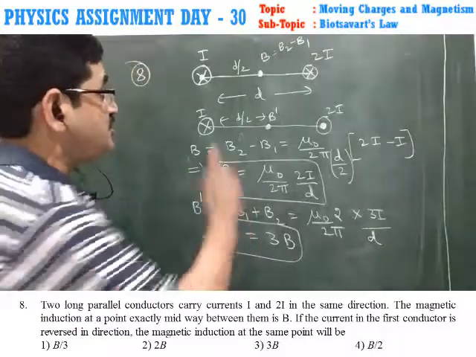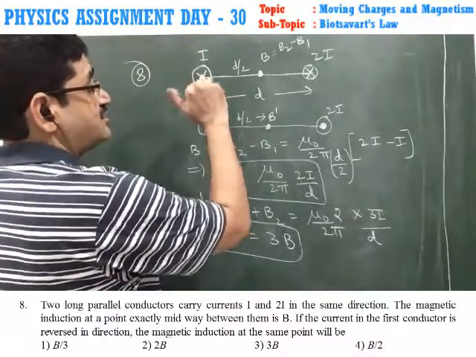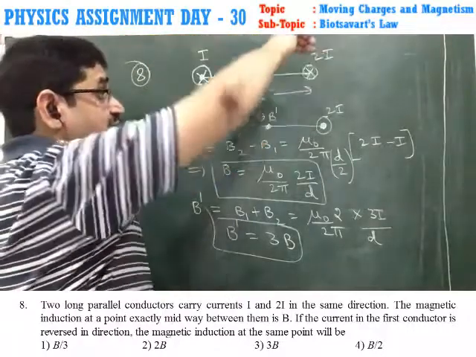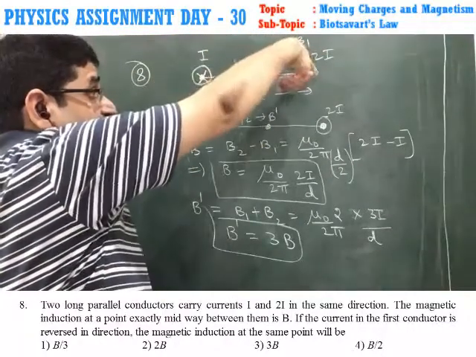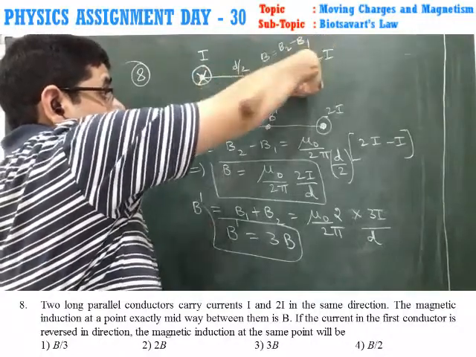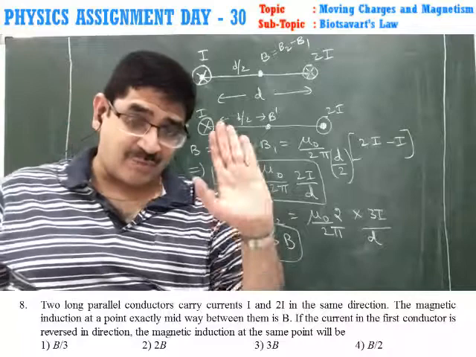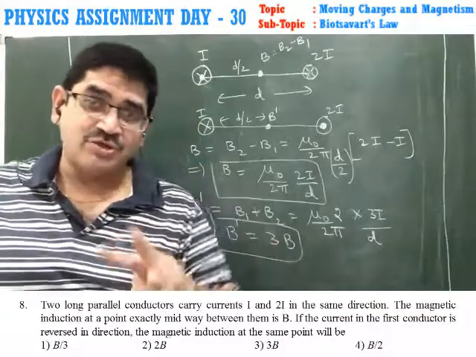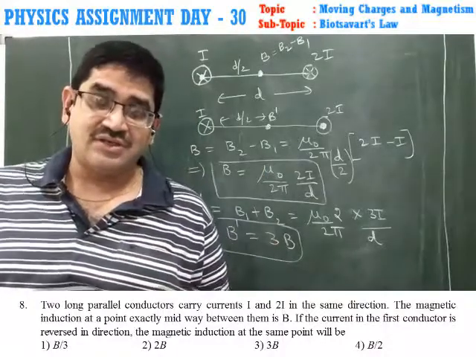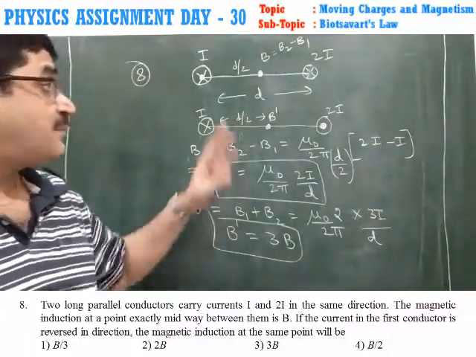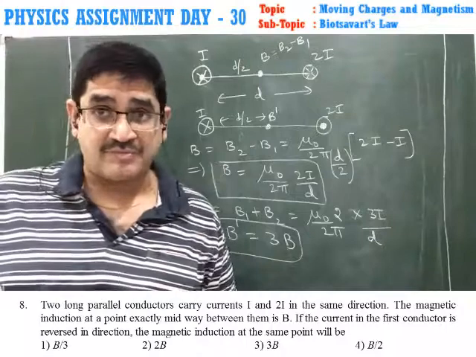How, sir? Use the right hand thumb rule. Here, into the plane, the current direction is downward. Here again, into the plane, if you apply it, the field direction is upward. So in one case the direction is upward, in the other case downward. So both are in opposite directions. So not the current, the field direction is opposite. So when the field direction is opposite, B2 minus B1 will be there.